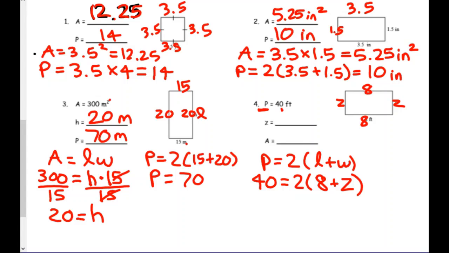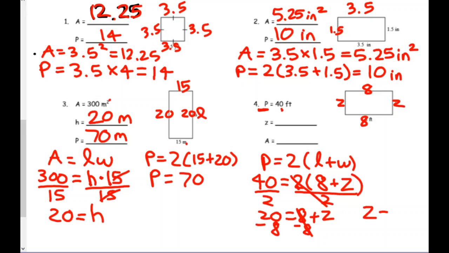Now there's an algebraic way to solve this. To get rid of that 2, we divide by 2, which gives us 20 equals 8 plus Z. And then how do I get rid of that loner 8? Subtraction. Minus 8. What's 20 minus 8? 12. So Z is 12 feet. And now that I have a length and a width, I can find the area. So got a little room right here. Area equals length times width.